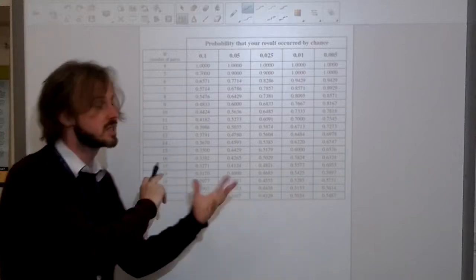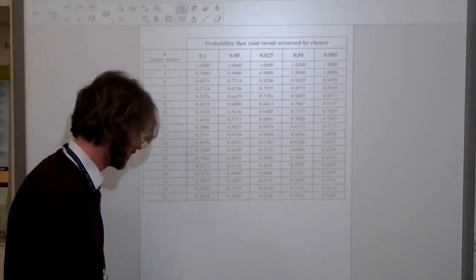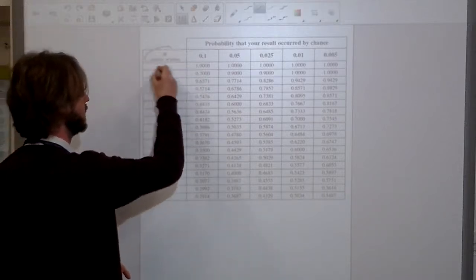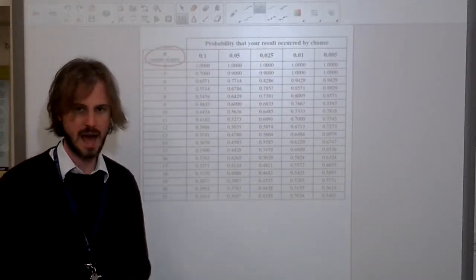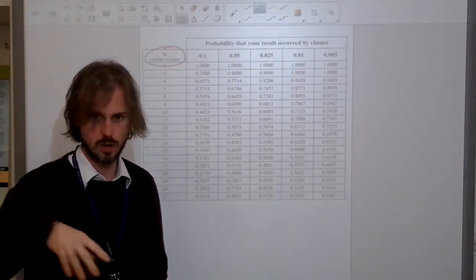So, you'll need one of these. This is called a probability table. And there are 3 components to it that you need to be familiar with. And the first one is over here. This is where it says n number of pairs. That's just the number of stations you went to along your transect.